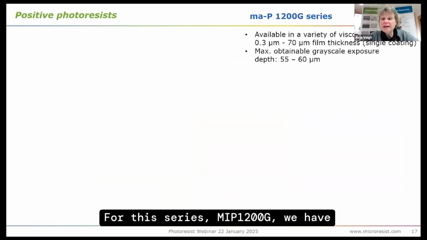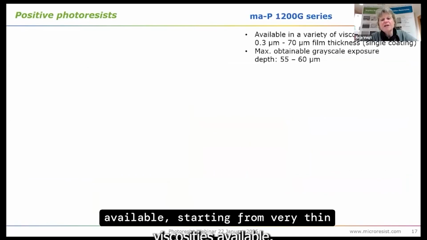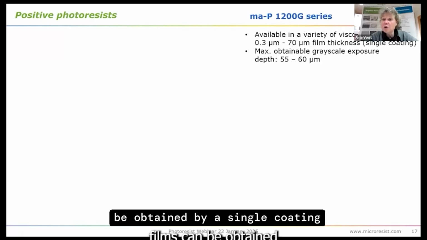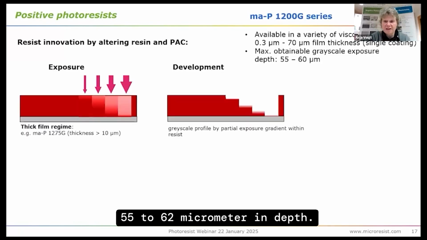For this series, MRP 1200G, we have also different viscosities available, starting from very thin layers and up to very thick layers. Up to 70 micrometer thick films can be obtained by a single coating step. And the maximum obtainable grayscale exposure depth is about 55 to 60 micrometer in depth.